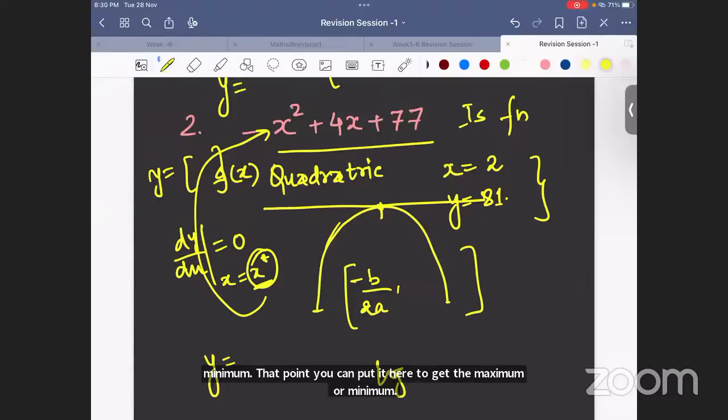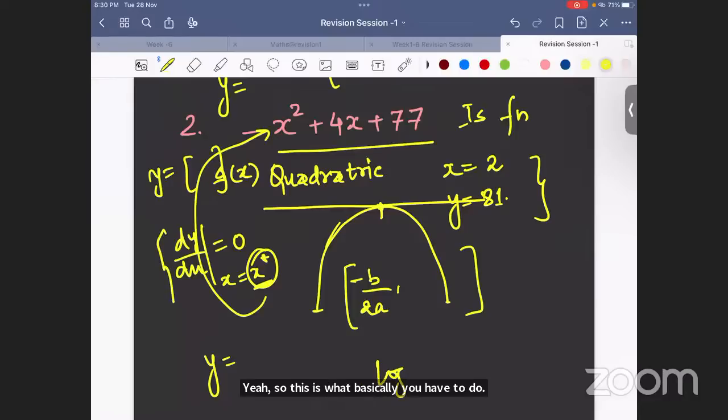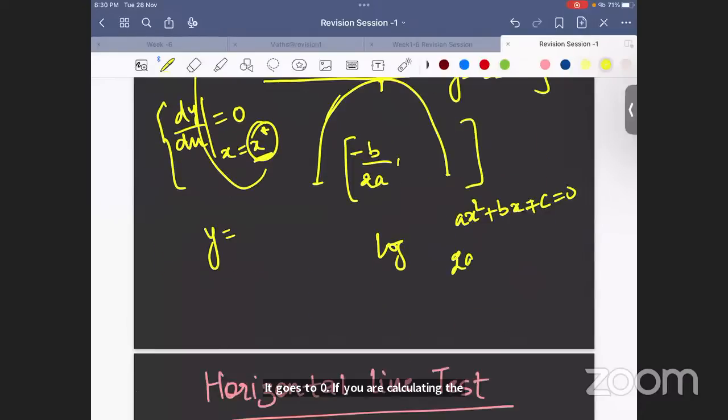Yes, sir. So this is what basically you have to do. Here also minus b by 2a comes from this equation only. Whenever you are doing this, ax square plus bx plus c equals 0, if you calculate the differentiation of this, 2ax plus b equals 0. So x is equal to what? Minus b by 2a. The slope also comes from this.